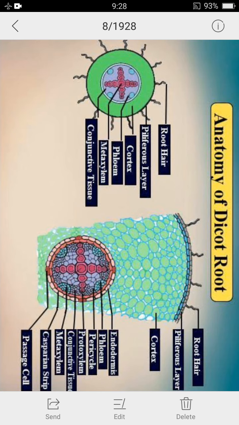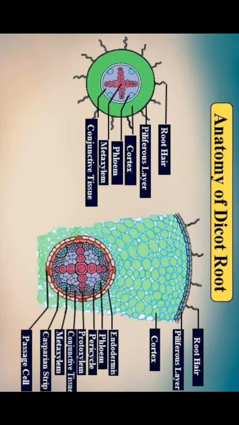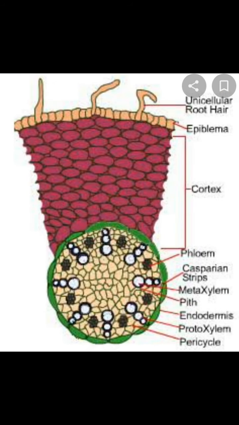All tissues on the inner side of the endodermis, such as pericycle, vascular bundles and pith, constitute the stele. So this is very important. Please make a note, students: the tissues on the inner side of the endodermis, such as pericycle, vascular bundles and pith, constitute the stele. This is most important. Next, students, we are going to discuss one more important concept.